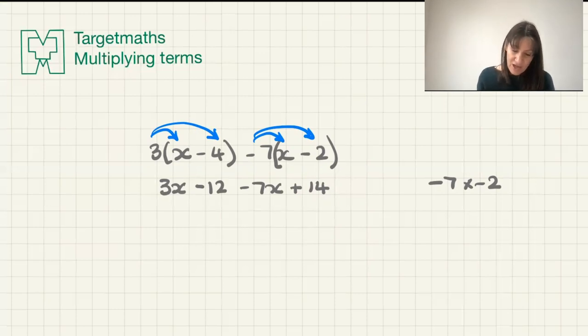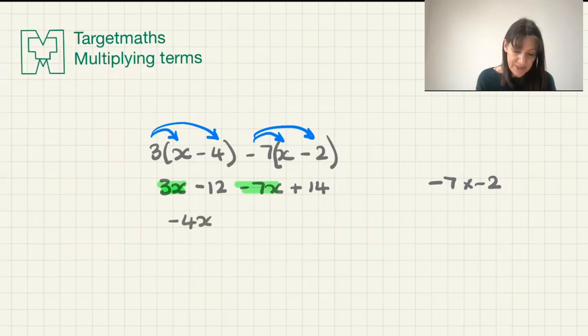Okay, so looking at what we've got in this string of terms, I've got 3x, and then it says take away 7 x's. I'm at 3, and I move down the number line 7 places, I am going to be at negative 4. So my answer is negative 4x.